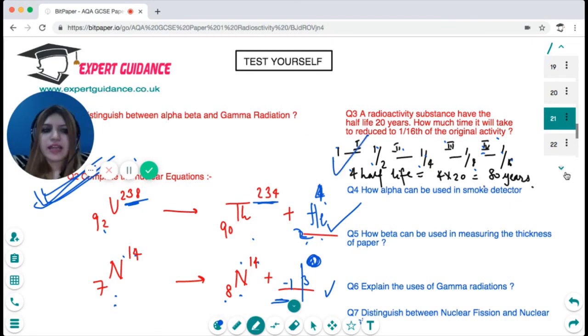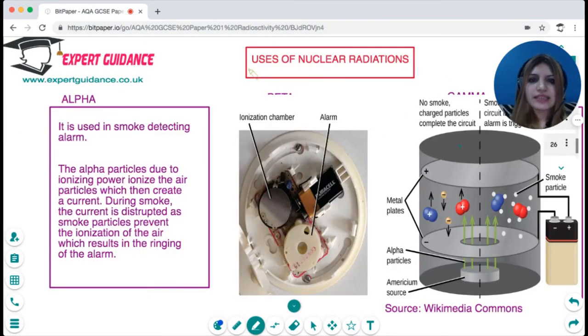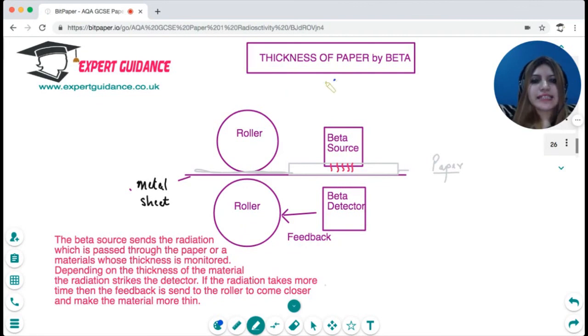Okay. Now for distinguish between alpha, beta, and gamma, this is the difference. We have already discussed them in the slides, so you can go back and read that there. But make sure you remember all these differences. They are very, very important. Next is the use of alpha in smoke detecting. We have already discussed how the ionizing power of the alpha makes it useful to be used in a smoke detecting alarm.